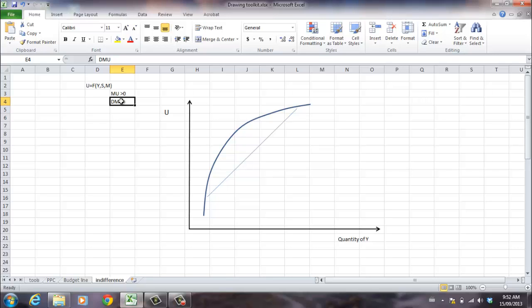And of course, the word indifference curve comes from the idea that I'd be indifferent to any consumption bundle along those curves. The trick now, though, is what does that look like? What is that relationship?